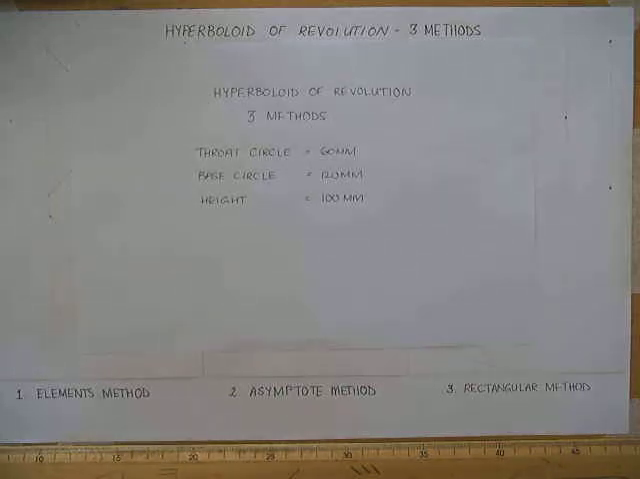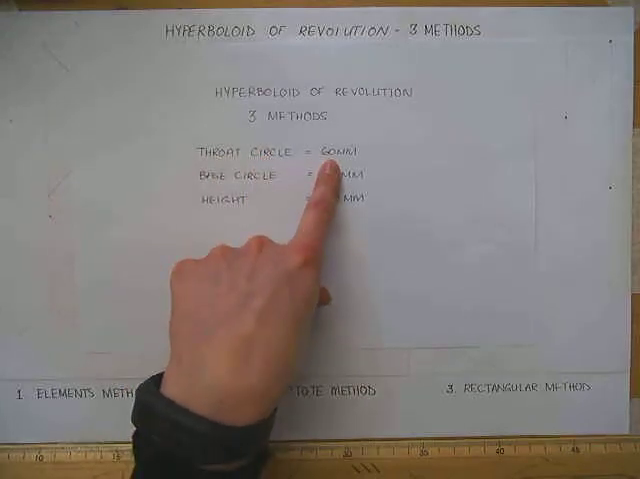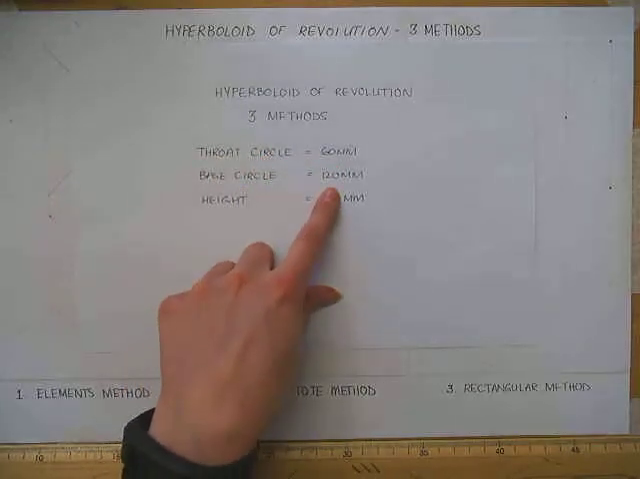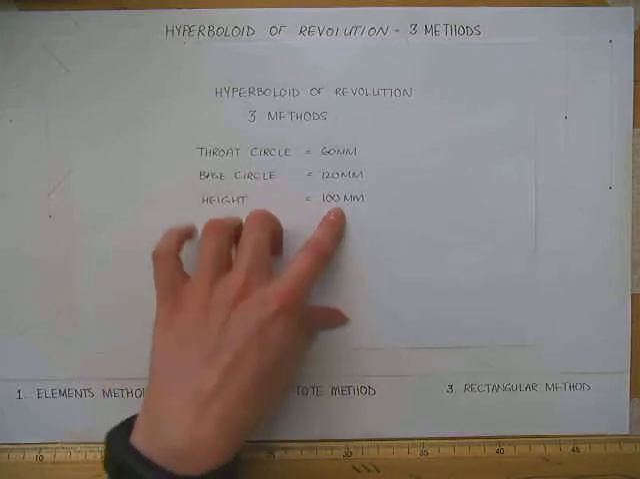The Hyperboloid of Revolution. We're going to study 3 methods. Each of them will have the same measurements. Okay, there are 4 methods, but we'll study 3 today. The throat circle for each of them is 60 millimeters. The base circle will be 120 millimeters, and the height of each of them will be 100 millimeters.